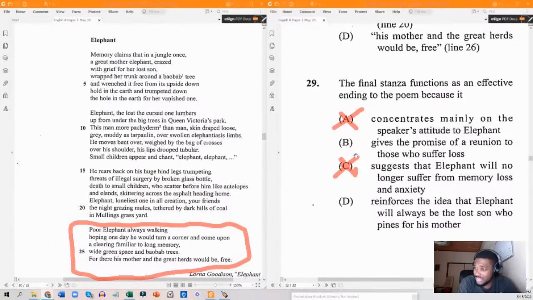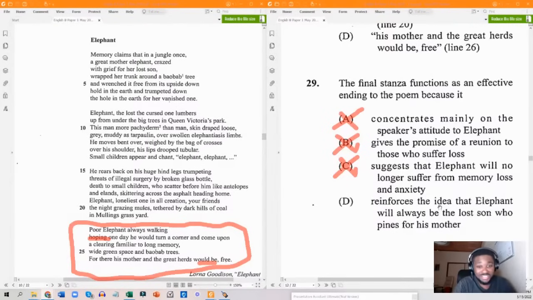What is the effect of this ending? So let's look at B and then we'll look at D. Gives the promise of a reunion to those who suffer loss. This was my initial response. Poor elephant, always walking, hoping. I think this is a key word. Hoping one day he would turn a corner. Another key phrase, would be free. You know what this hoping and would be means? It means there's no promise.